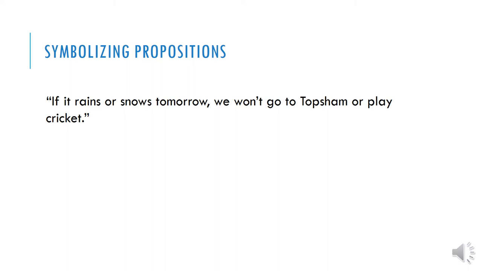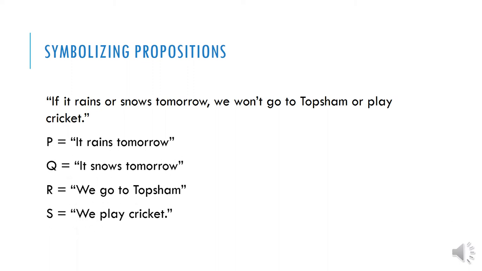So let's try and symbolize this proposition. If it rains or snows tomorrow, we won't go to Topsham or play cricket. I'll give you a moment to try and symbolize this complex proposition. When writing this proposition in symbol form, we see it comes to look like this: PVQ, arrow, tilde SVR.